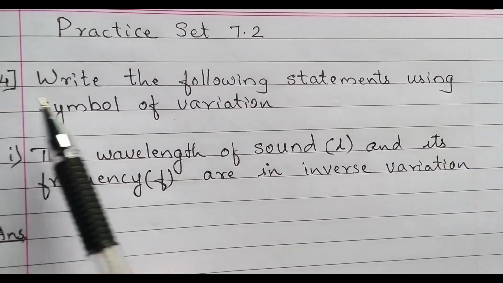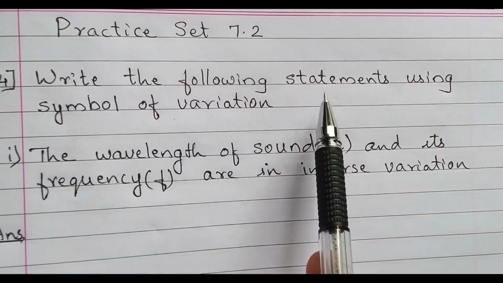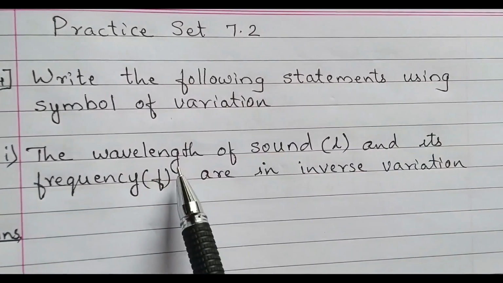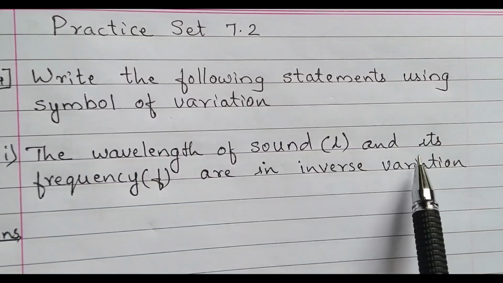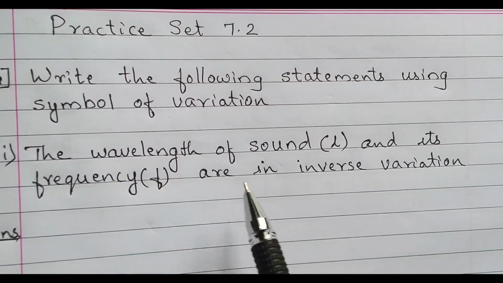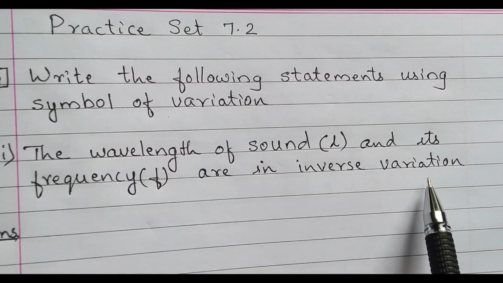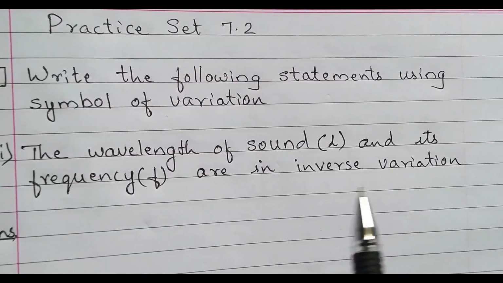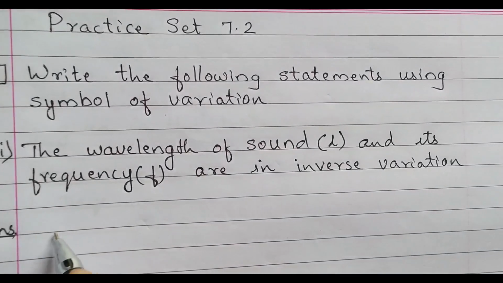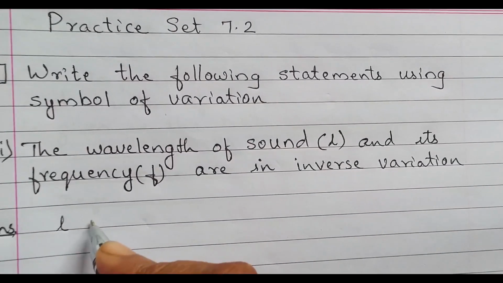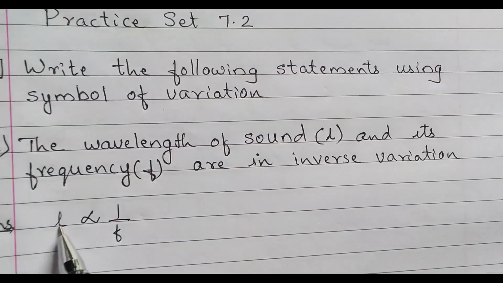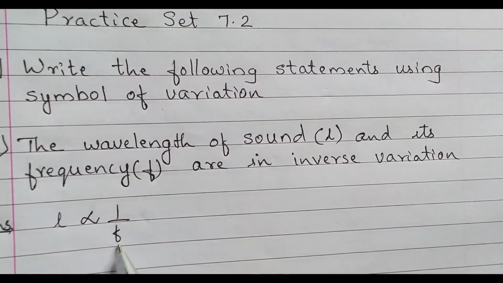It's question number 4. Write the following statements using symbol of variation. The question is, the wavelength of sound L and its frequency f are in inverse variation. Now how will you write it using the symbol of variation? You can write L inversely varies as f.